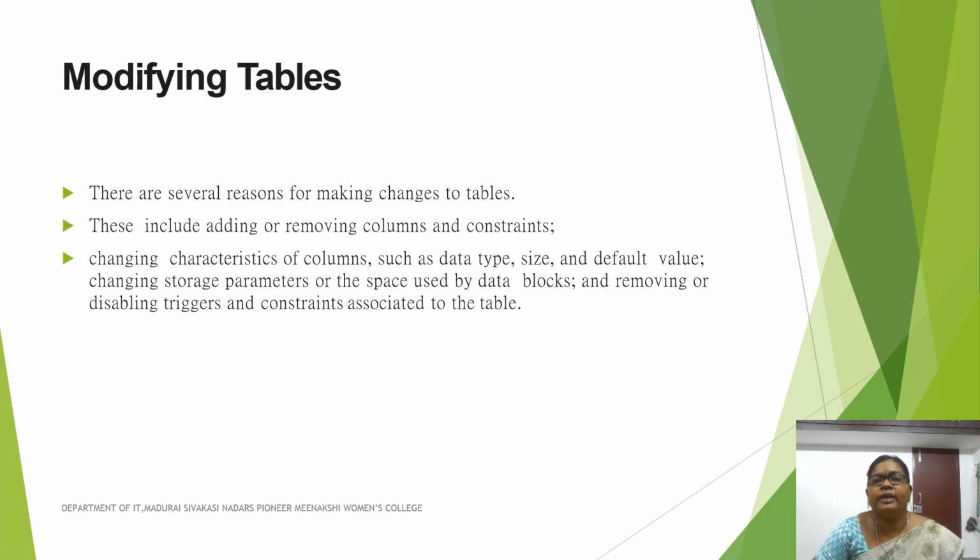So what are all the things you are able to modify? What changes may you make with the help of the modifying options? You can change the characteristics of columns. Characteristics represent the data type, size, default value, and storage parameters related to table space or data blocks. You can also enable or disable triggers. Once I created a trigger but don't want to continue it now, you can disable it. And the constraints associated with the table or the column can be changed with the help of the modifying options.